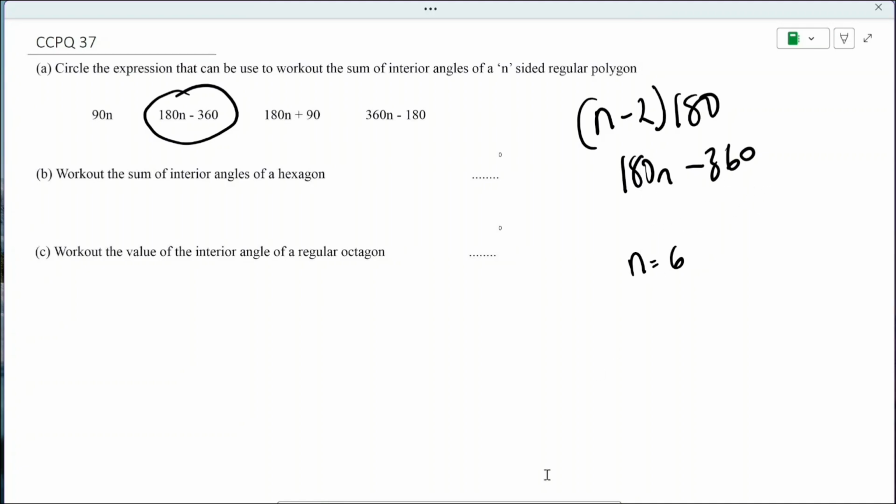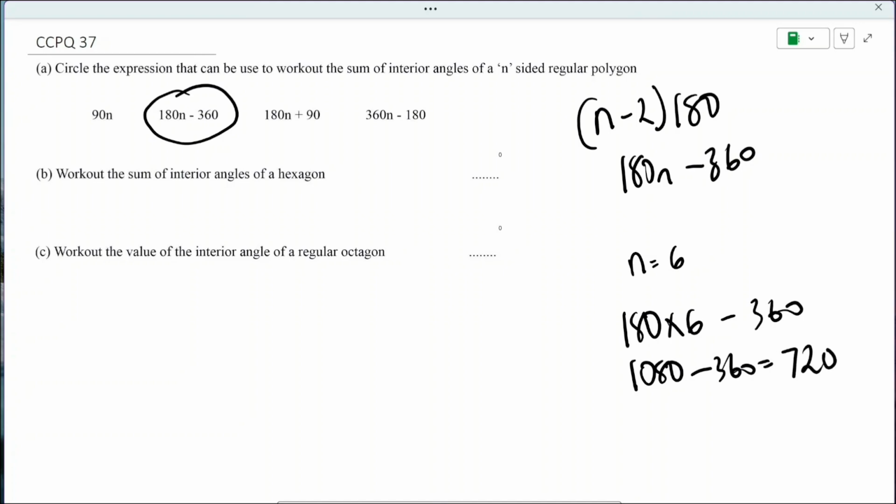Let's use this. We have 180 times 6 minus 360. You have to multiply 180 times 6 first. 180 times 6 is 1080 minus 360. 1080 minus 360 will give you 720. So the sum of the interior angles of a hexagon is 720. You already have the degree sign here, so you don't need to put it. If you don't have it, you have to put it so you can get your full mark.